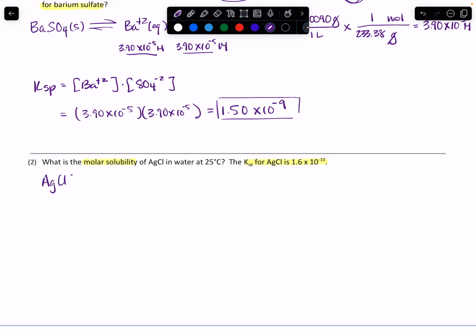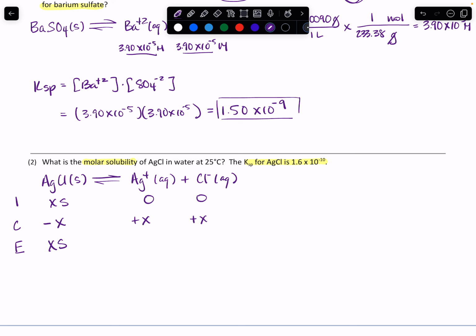So we should always start out by listing out our process. AgCl solid forms Ag plus ions and Cl minus ions. All right, there's my reaction. I'm going to set up my ice chart. Now, for our ice charts, the initial amount of the salt is going to be irrelevant. I usually just put excess, because not all of it is going to dissolve. I mean, that KSP value at 1.6 times 10 to the negative 10th is very small. Initially we don't have any of our ions. For the change, minus X for the solid, plus X for each ion, and then we'll still have excess at the end for the solid, and then X and X for my two ions.